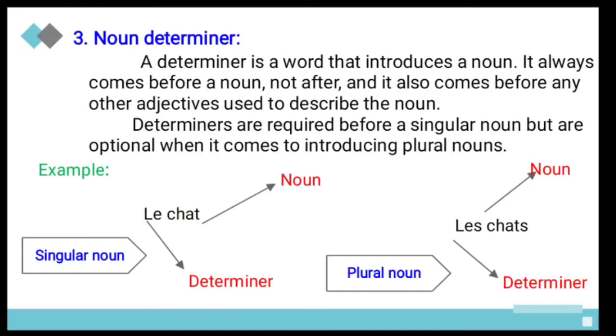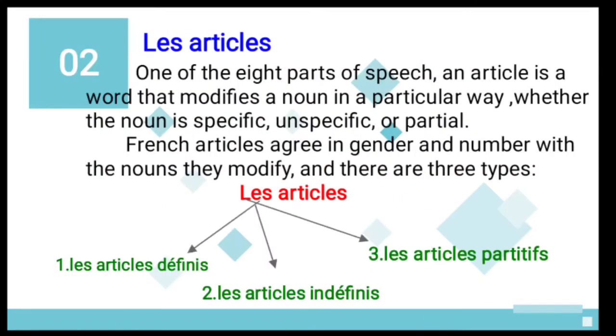So these are the determiners. What are determiners? A determiner is placed before the noun only. And what are the determiner examples? Definite article, indefinite article, like that. So this is all about the noun. So three things are there. One is based on the gender, second one is based on the number, and third one is determiner.